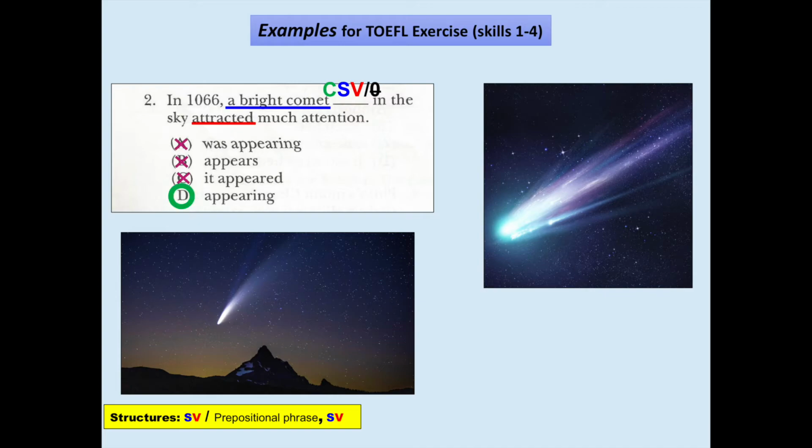That means our answer is D, appearing. This is a present participle. There is no be verb in front of it, so that means this is an adjective.